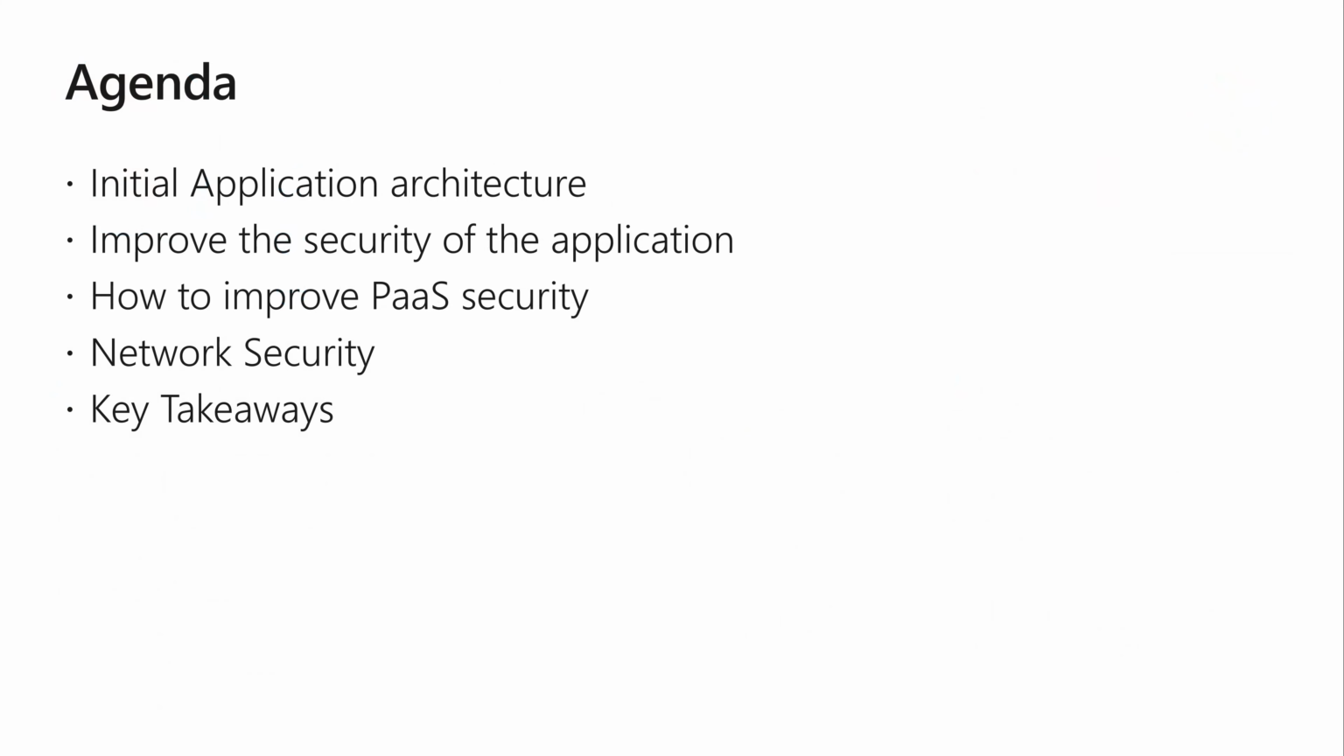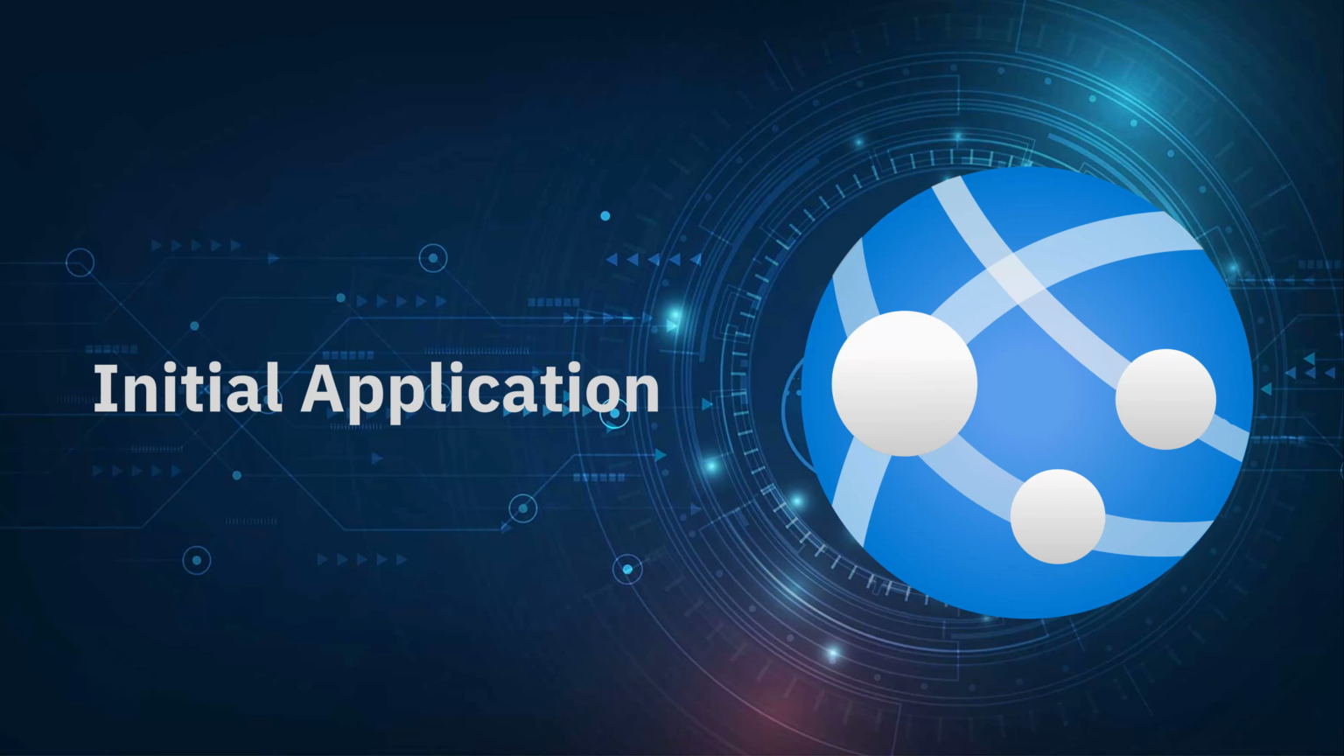So let's get started with our agenda today. First of all, we're going to check the most traditional application that I personally find when I'm doing consulting at customers. Then we're going to talk about how we can improve the security of that application, how we can improve platform as a service security, network security, and of course, some key takeaways. But mainly, those two bullet points about improving security and how to improve the PaaS security, that's our focus today.